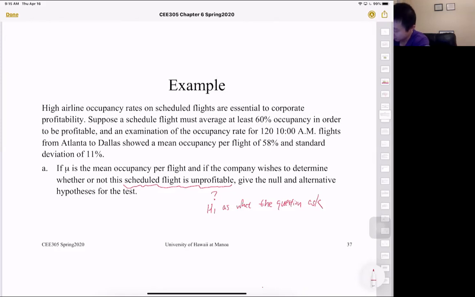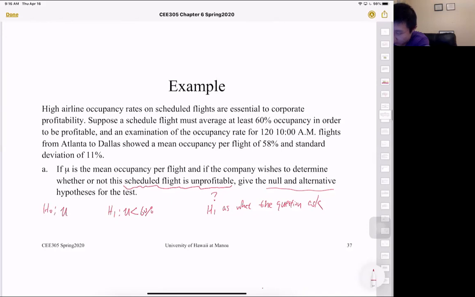So the question asks us to draw the null and alternative hypothesis. Because the question is asking if the scheduled flight is unprofitable, and unprofitable means mu less than 60%, so the occupancy percentage is less than 60%. So that will be H1. Okay, so H0 will be the opposite: mu larger or equal to 60%. Don't forget the equality line. So this is the setup.